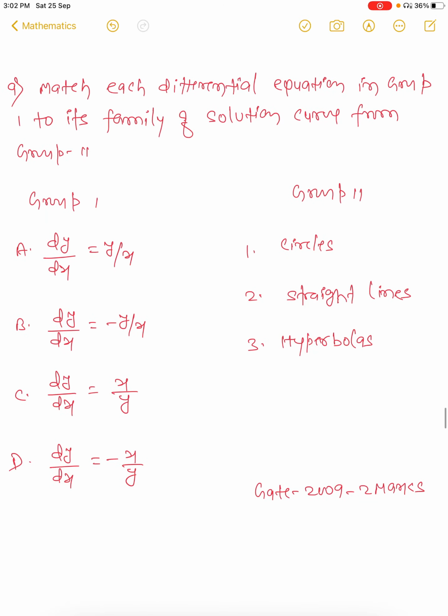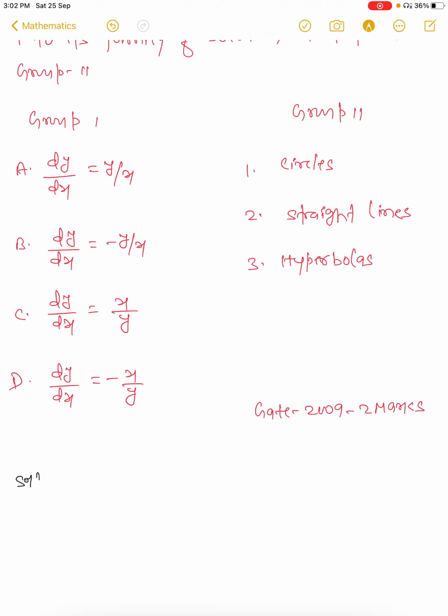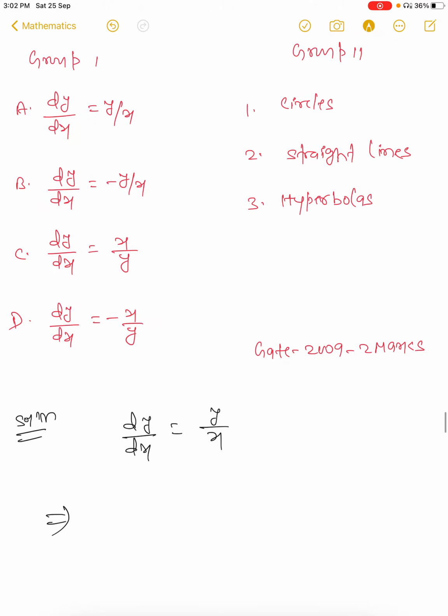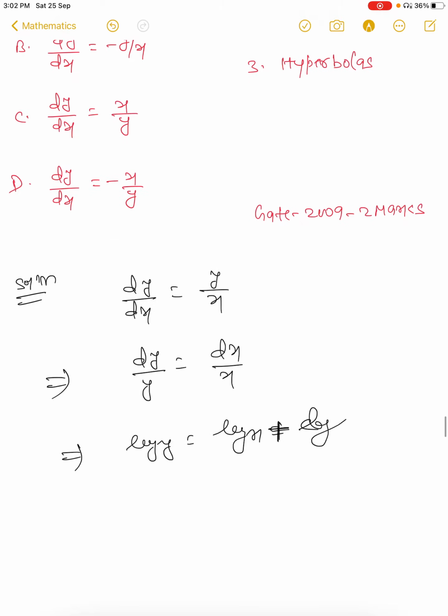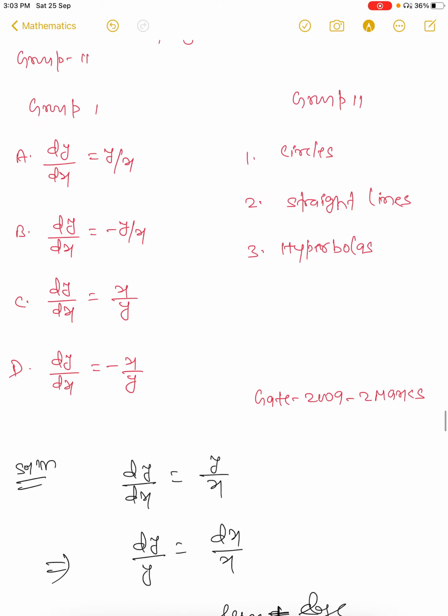Now, match the differential equation in group 1 to the family of curves in group 2. Here it is given dy by dx equal to y by x. Just see what will happen. Here dy by y equals dx by x. Then log y equals log x plus log c, so y equals cx. A straight line.